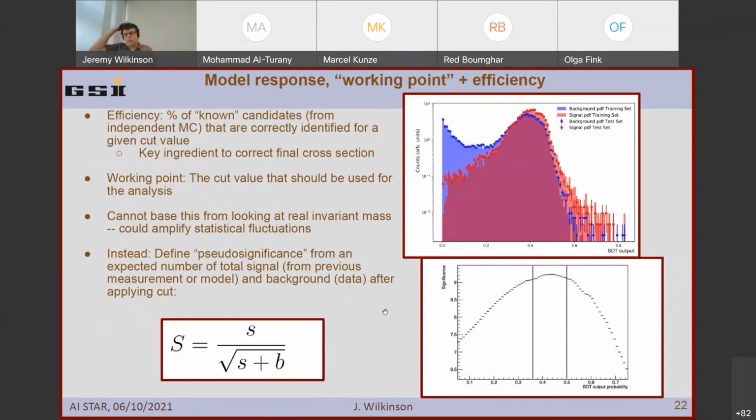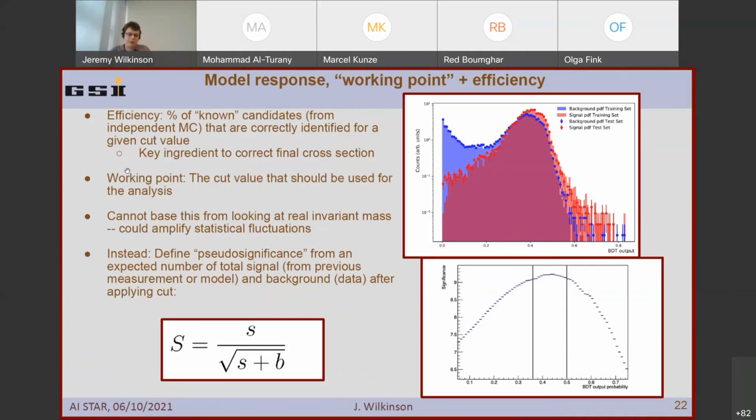What we determine as the efficiency is the percentage of known candidates from an independent Monte Carlo that are correctly identified for a given cut value. On the top right is an overview of a typical BDT response for a simple signal-background training, where the background is shown in blue and the signal is shown in red. We take the proportion of this above the cut value that we apply on the data to figure out what our efficiency is, and then correct for this in order to get the actual proportion that was produced in the first place.